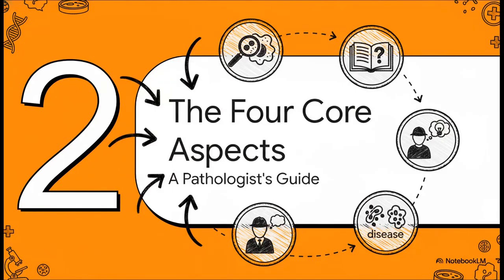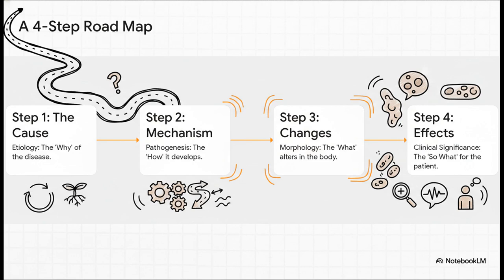Now, when pathologists are faced with a disease, they don't just start guessing. No way. They have a framework, a kind of mental guidebook that's built around four fundamental questions. You can think of it as their systematic investigation for getting to the truth of any illness. And here it is. This four-step roadmap is absolutely crucial. Pathologists ask, first, the why, that's the cause, which we call etiology. Second, the how, the mechanism, or pathogenesis. Third, the what, as in what are the physical changes, that's morphology. And finally, the so what, the effects on the person, or the clinical significance.